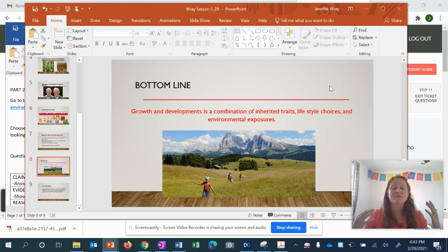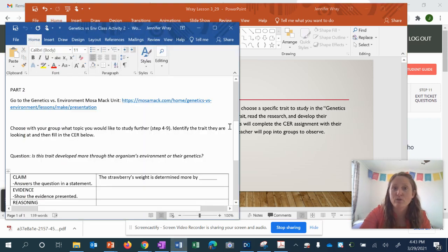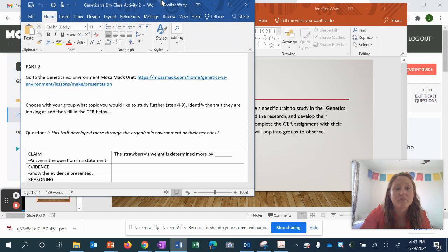Okay. So now for our last activity, you'll be going back to your breakout groups, and you'll be using the tool of MOSA Mac to help you with this next part. So we've been working on CERs throughout the year. I've done some as examples. We've written CERs together. So what you're going to do today is you're going to write your CER with a group. So I'll kind of show you the end product and then go through how we're going to get there.